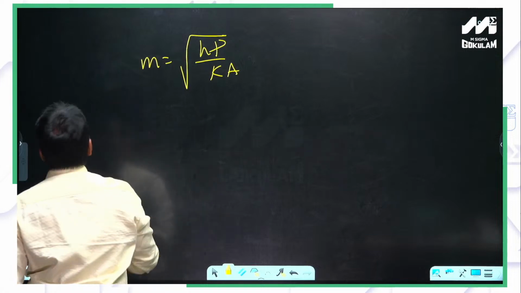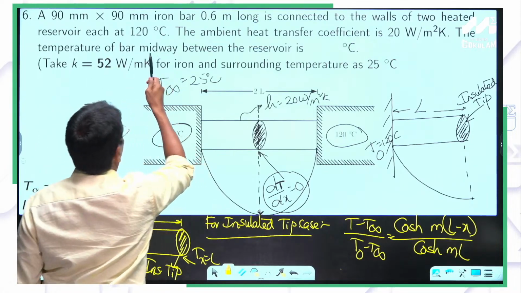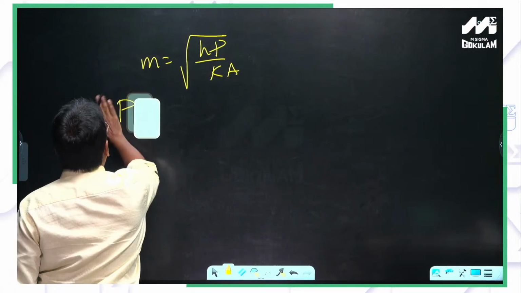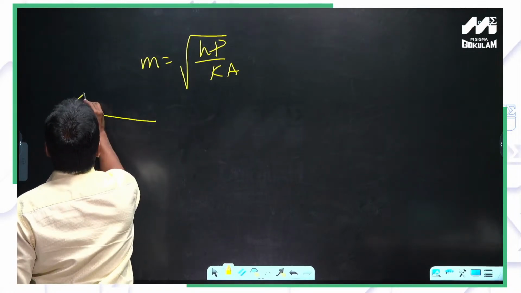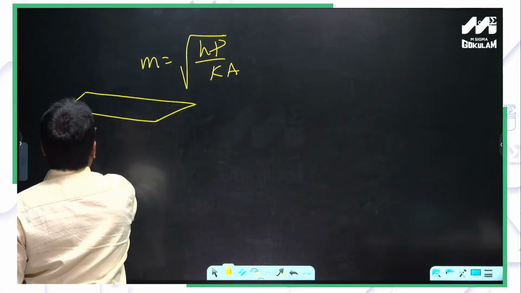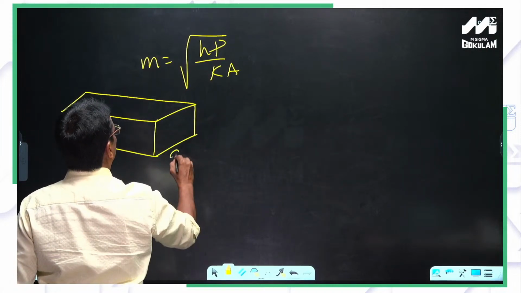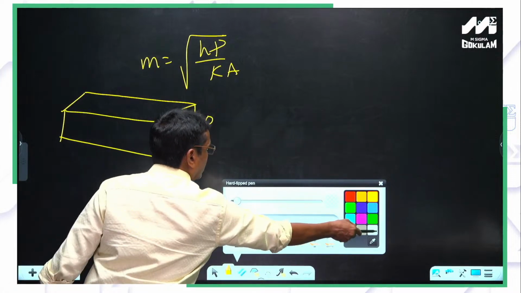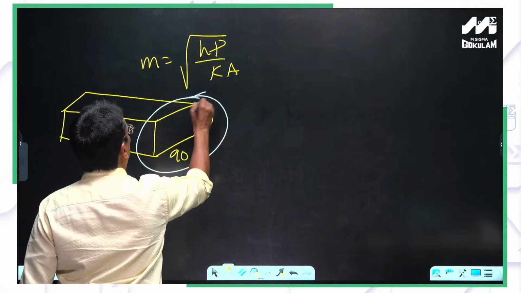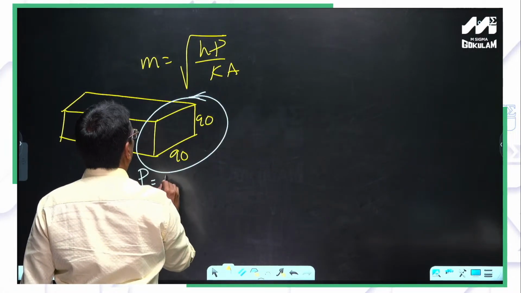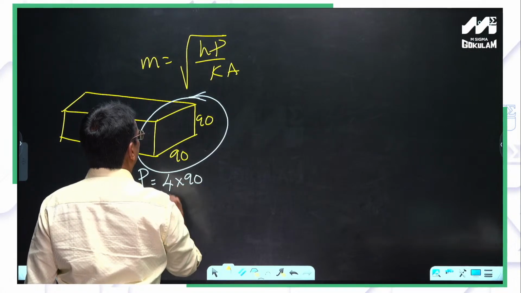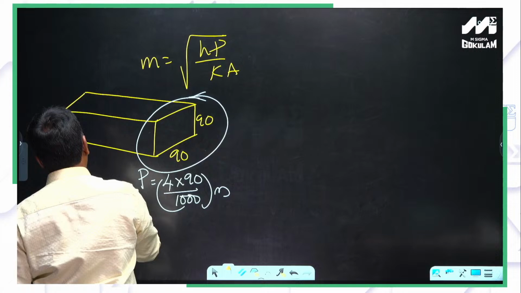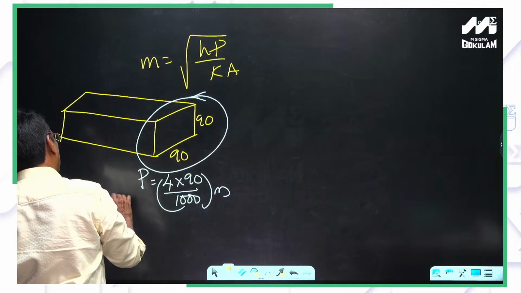What kind of fin is it? It is a square fin. Look at this, 90 by 90. This is the perimeter. Perimeter will be 4 into 90 divided by 1000 meters. P is the perimeter of the fin.